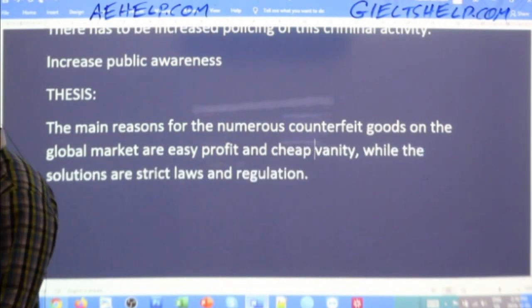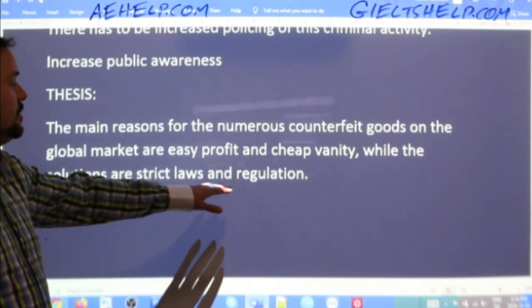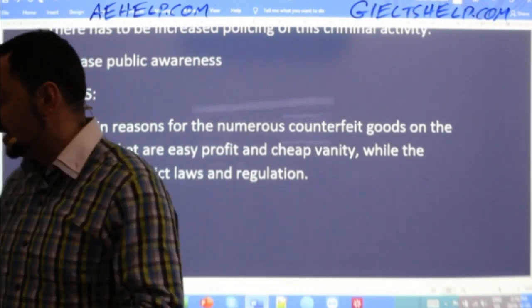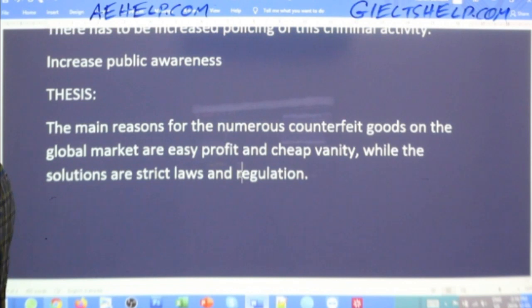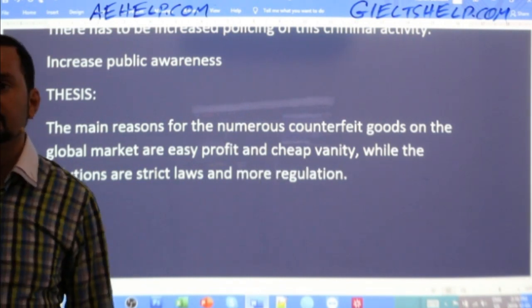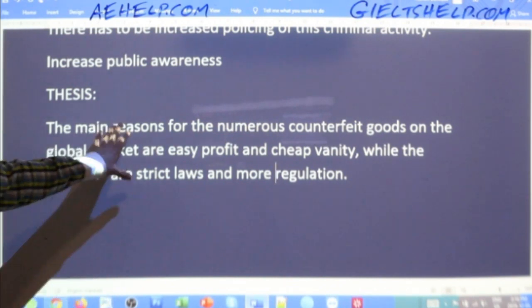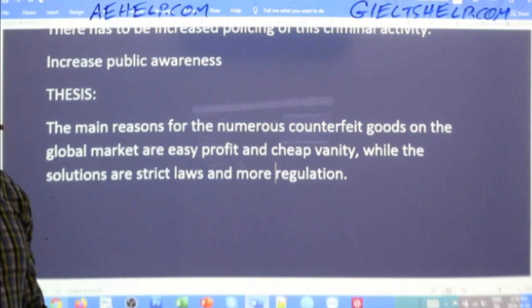And cheap vanity, while the solutions are strict laws and regulation. So strict laws and regulation, maybe there as well, a little bit more clarity. Strict laws and more regulation. Okay, so that's my thesis statement. It's third person. It's very clear what my body paragraphs will be about.